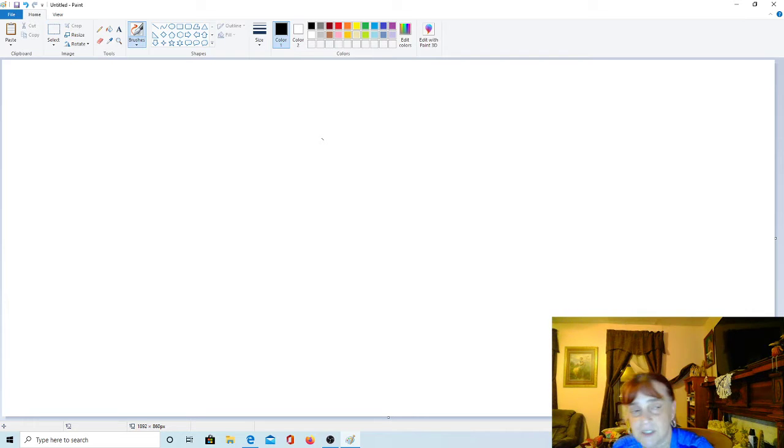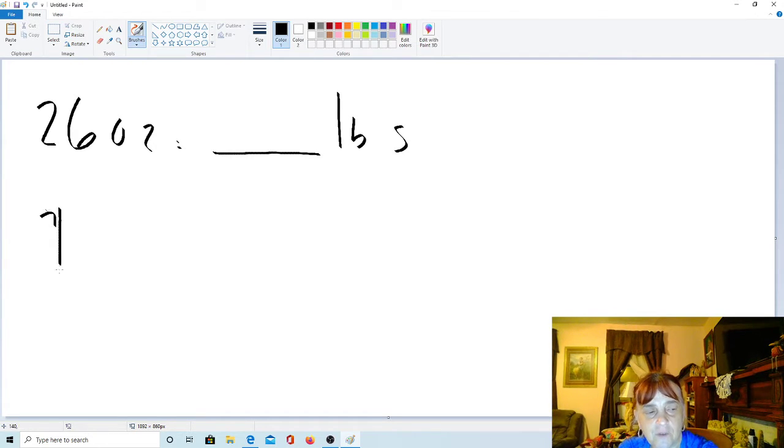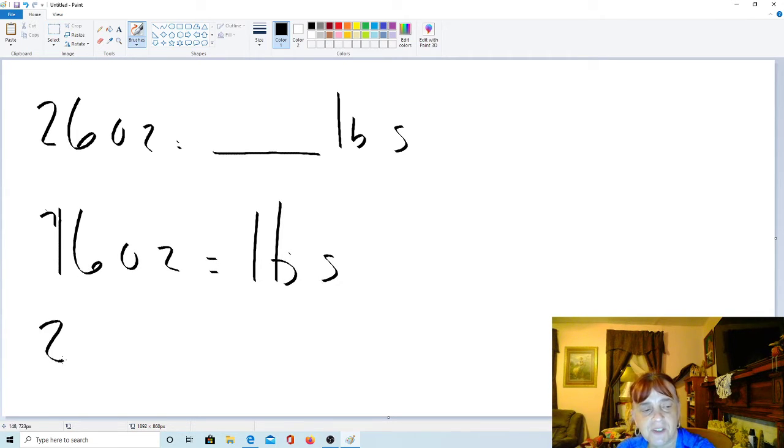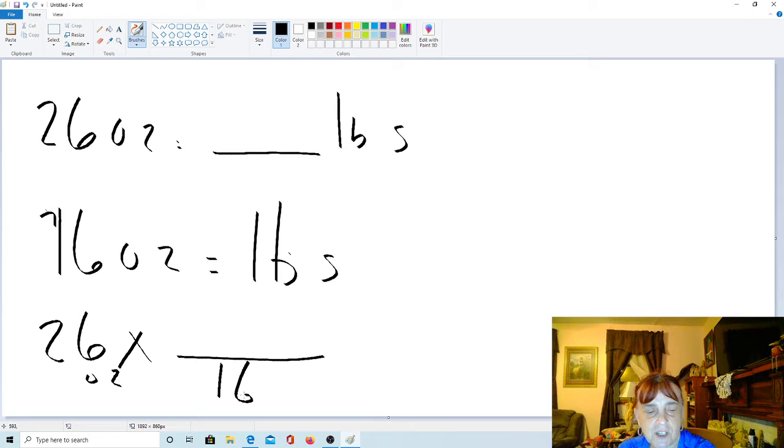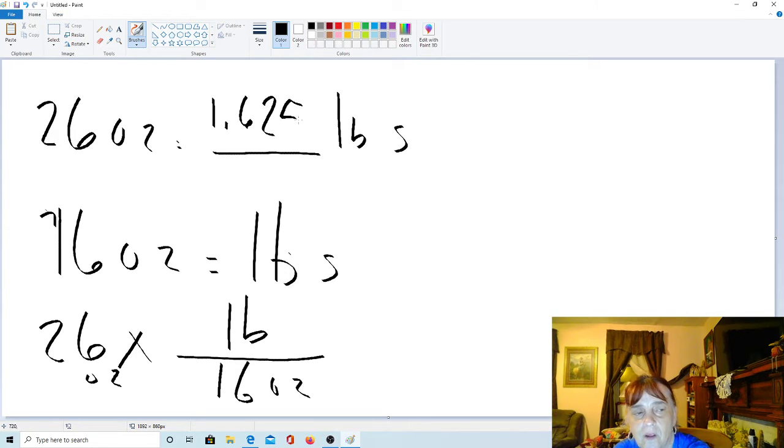And 26 ounces is how many pounds? First of all, 16 ounces is 1 pound. So 26 ounces, divide that by 16 ounces for a pound. 26 divided by 16 is 1.625 pounds. Because 32 ounces will be 2 pounds, so 26 ounces is between 1 and 2 pounds.